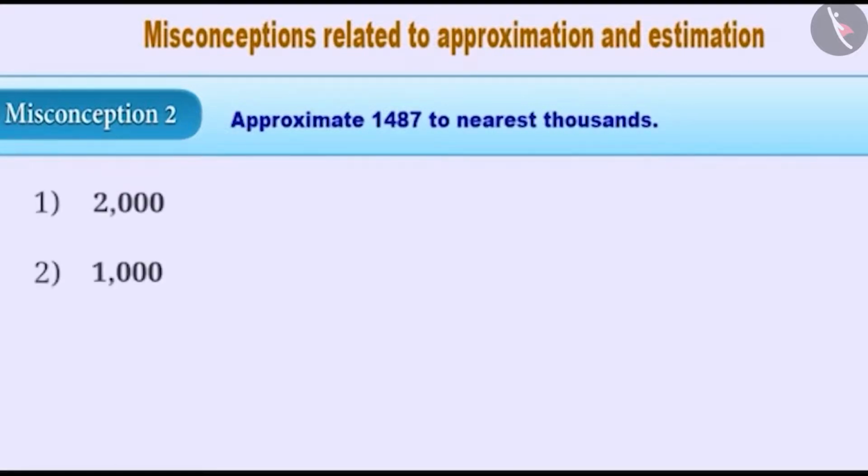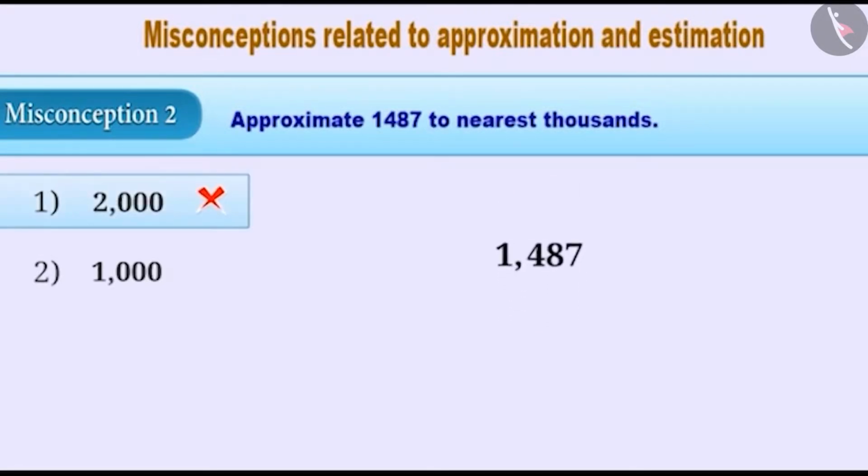Misconception 2. Approximate 1487 to the nearest thousands. Sometimes, in order to get the solution, we assume to approximate to nearest tens, then hundreds, and then thousands. This is an incorrect way.